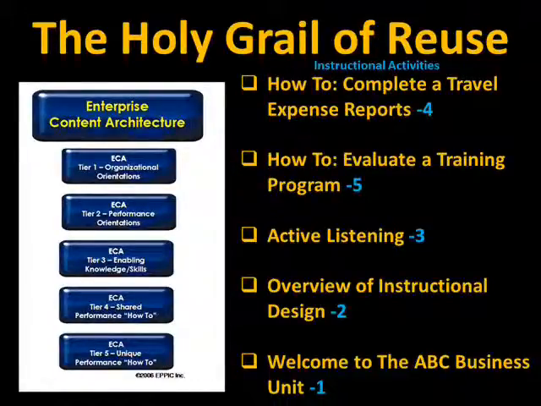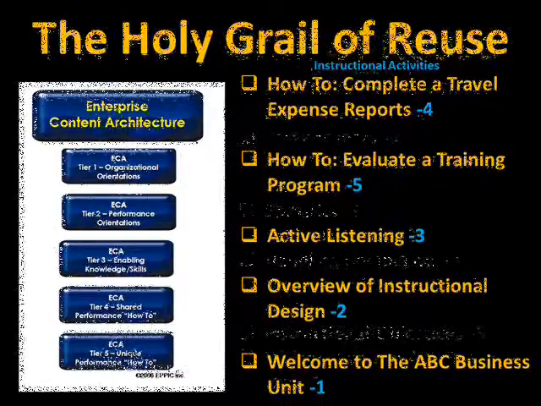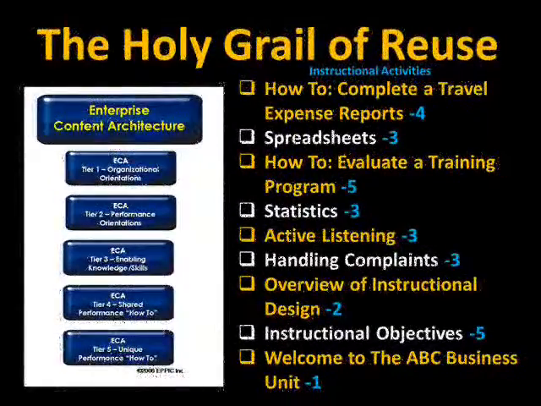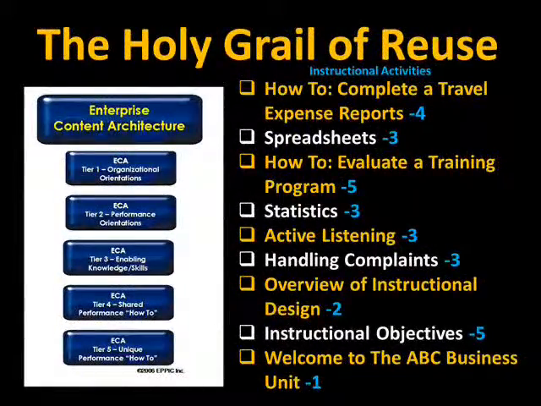Do you agree? Let's look at some other content. Spreadsheets. Generic spreadsheet training. Spreadsheets, which would be necessary to how to complete a travel expense report, depending on the tool that's used to complete an expense report, would be a generic enabler. And that would be found in Tier 3.